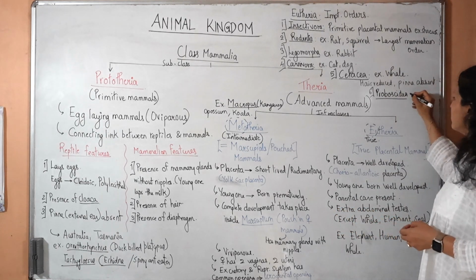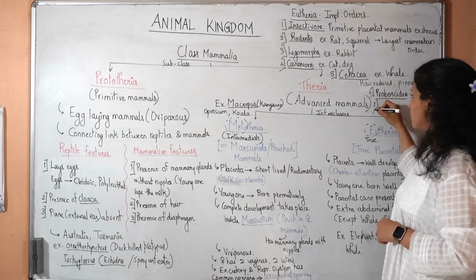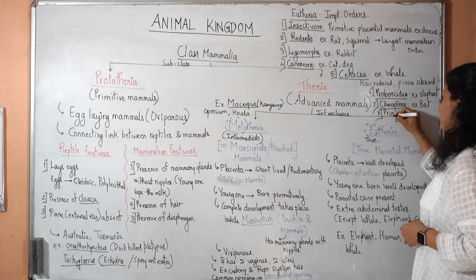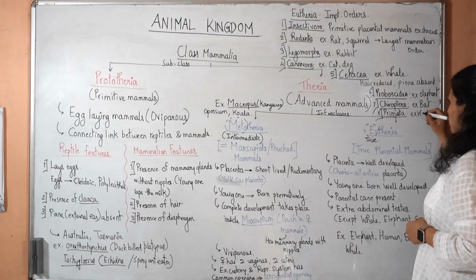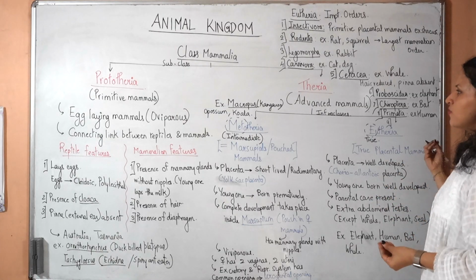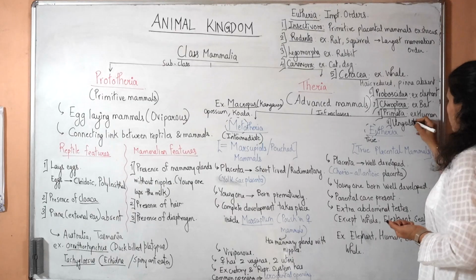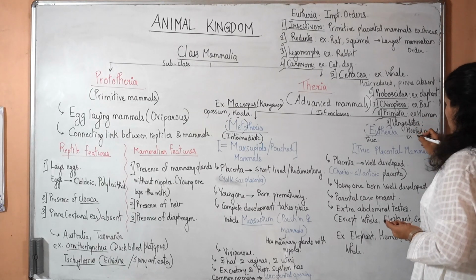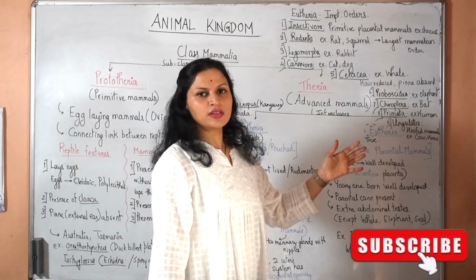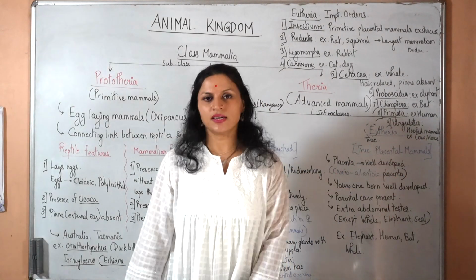Proboscidea, to which elephants belong. They have a huge proboscis, an extension of the lip. Chiroptera. Example: bat. Flying mammals. Primata, to which human belongs. And the next one is not an order. The organisms of which are distributed amongst all these. These are called ungulates, the hoofed mammals. Example: cow, horse. So these are the different orders of infraclass Eutheria. We will be doing at least one example of each one of these orders in the next lecture.